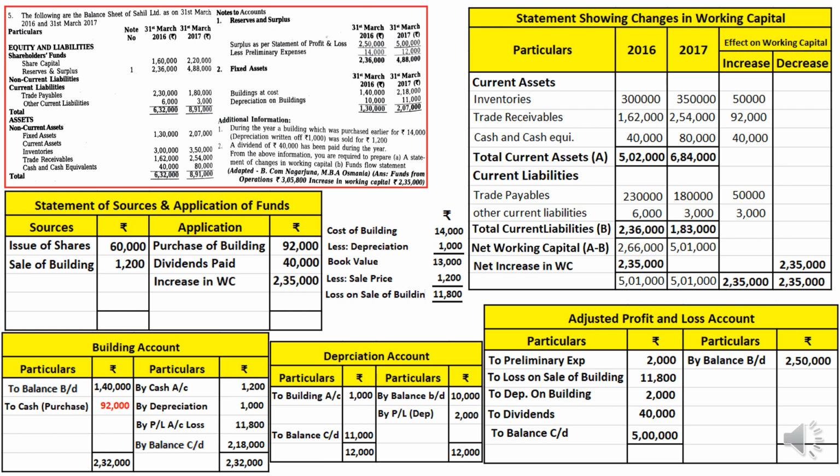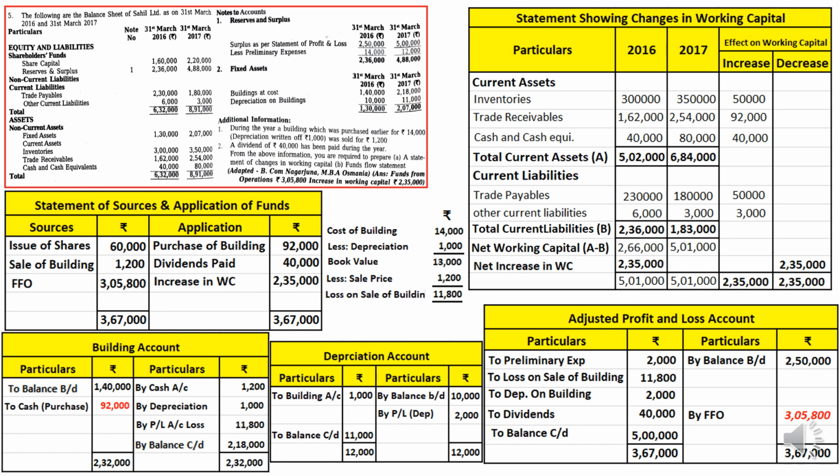Then rest of the things are similar, which you have seen in the earlier videos. So fixed asset is done. Then current asset inventories we have. So opening 3 lakh, closing 350, increase in the asset 50,000. Then trade receivables 1 lakh 62, 2 lakh 54, that is increases 92,000. Then cash and cash equivalents 40 and 80 increases 40,000. Then once it is done, everything is done in the balance sheet. Comes to notes to account is also done.